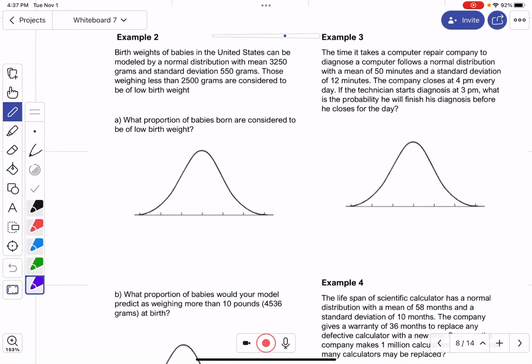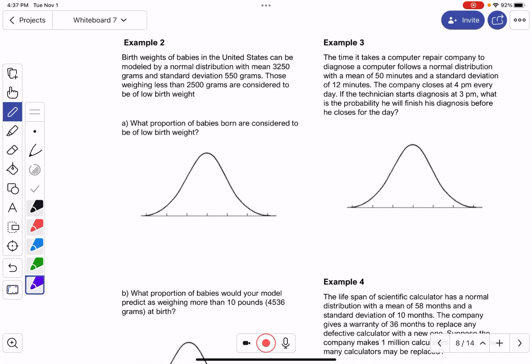All right, so let's look at example 2 where it says birth weights of babies in the United States can be modeled by, again, the key word is a normal distribution. It says X follows a normal distribution with a mean of 3250 and a standard deviation of 550. Those weighing less than 2,500 grams are considered to be of low birth weight. So the first question says, what proportion of babies born are considered to be low birth weight?